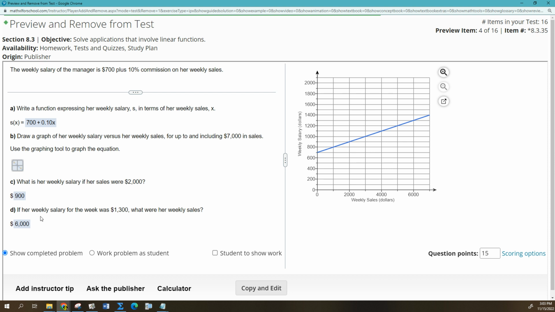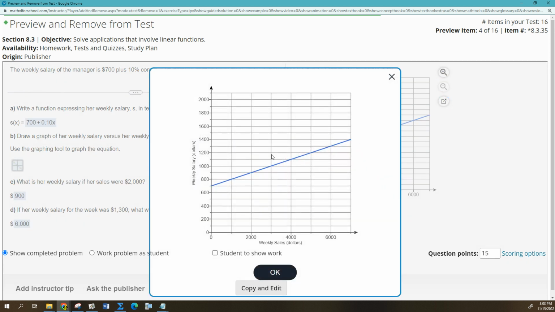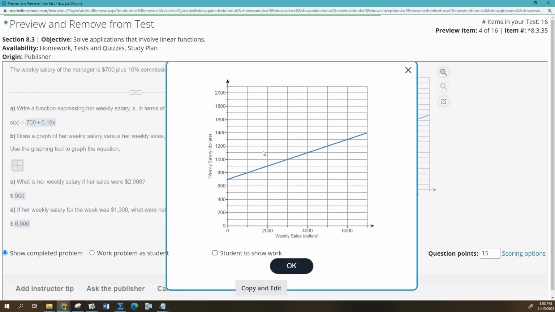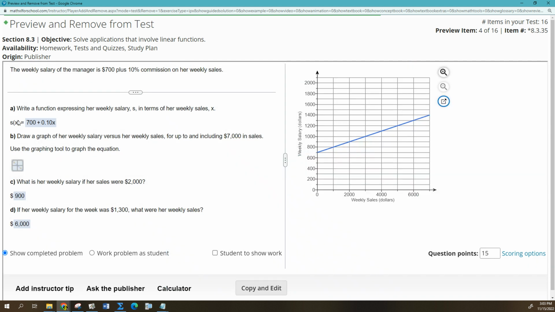Part D is a little different. Part D is saying if her weekly salary, that's the output number, was 1,300, what would the weekly sales have been? Well, then we would just look at this graph probably, right? If we go over at 1,300, it looks like the intersection occurs there, and so the input would have been 6,000. We could do that mathematically by just setting the output s of x equal to 1,300 and solving for x also. Okay?